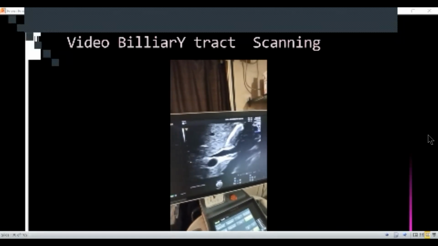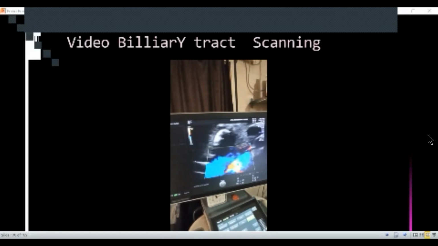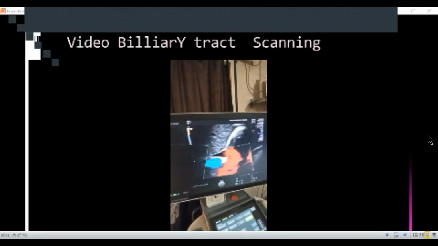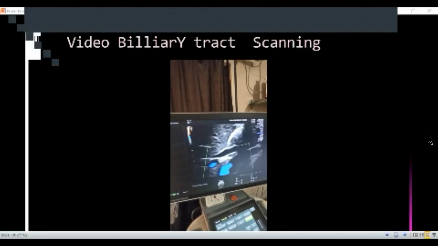If there is confusion whether it is the common bile duct or portal vein, we can put the color Doppler. The blood flow will appear in the portal vein and not in the common bile duct. So this is the portal vein and this is the CBD.